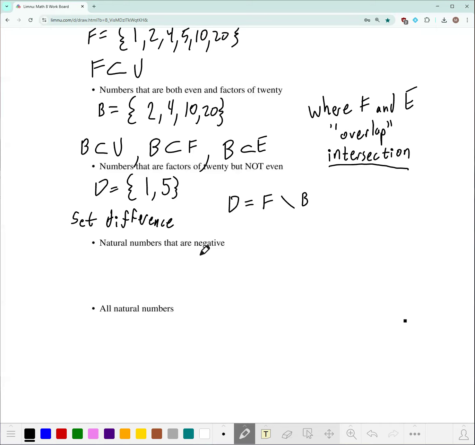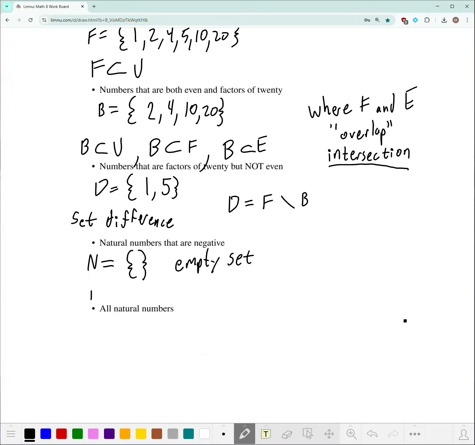Okay, natural numbers that are negative. Well, wait a second. There are no natural numbers that are negative. And so sometimes you're going to have a set like this, set N, which has nothing. And so we call that the empty set. And I can denote it by having a set of empty brackets. This is an empty set. So the empty set here, N, includes nothing, nothing at all.